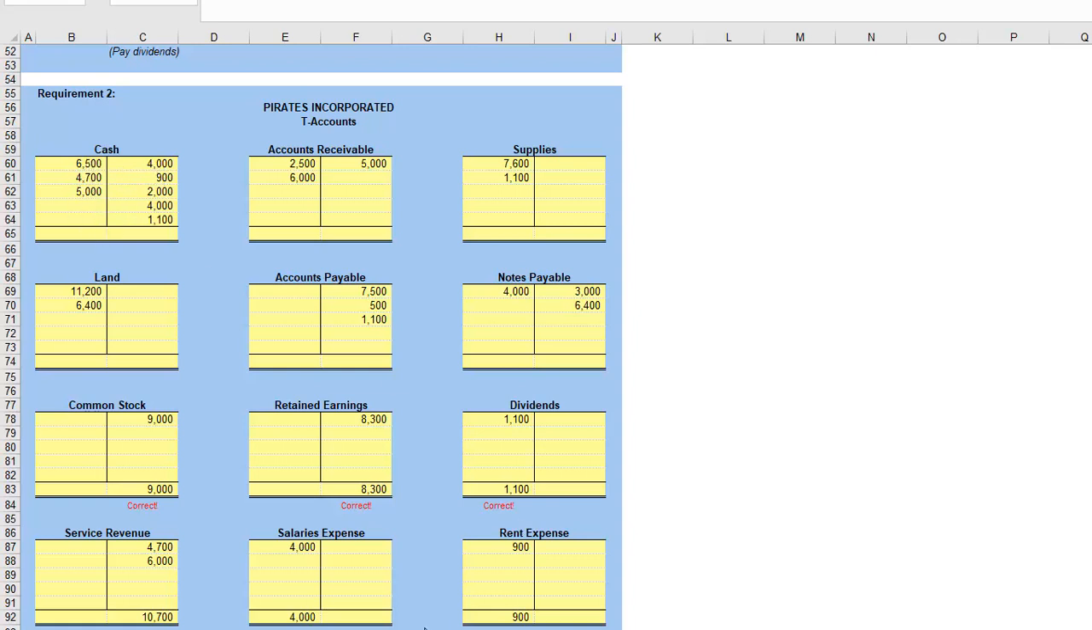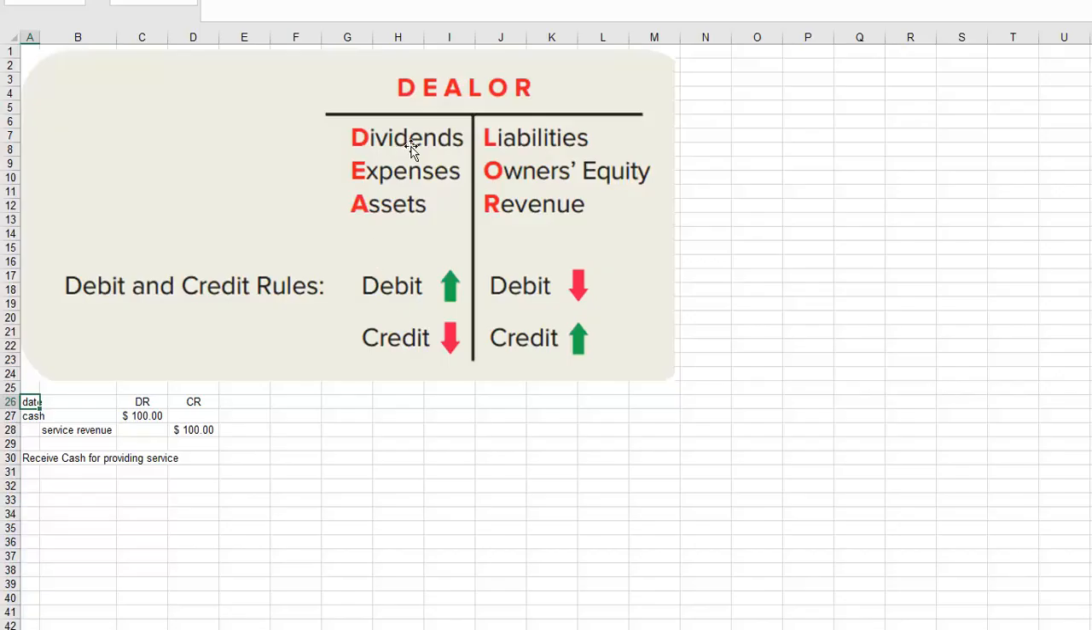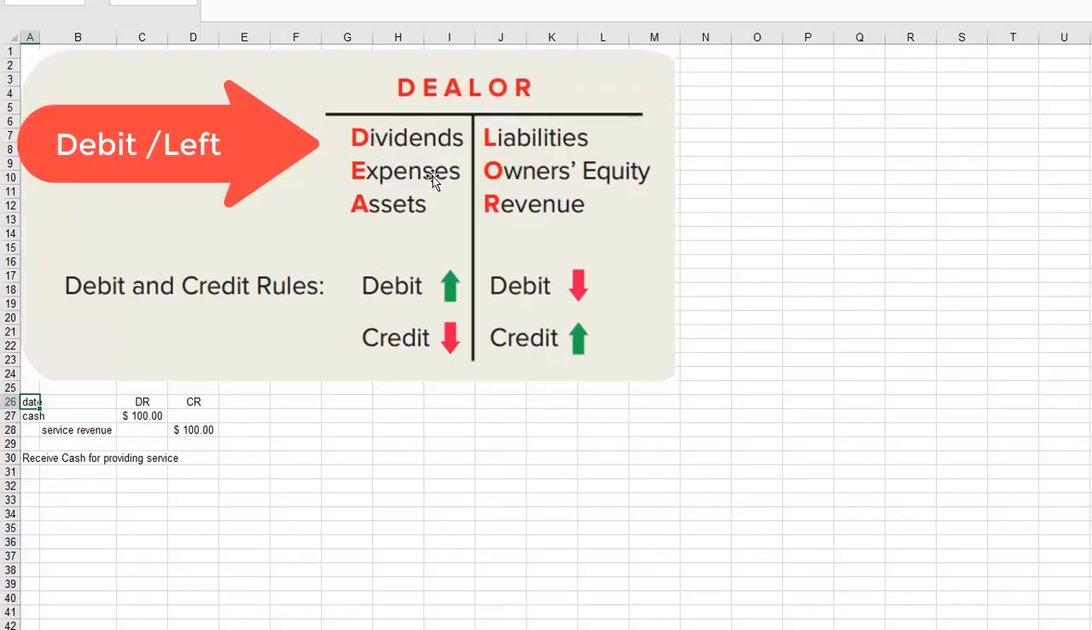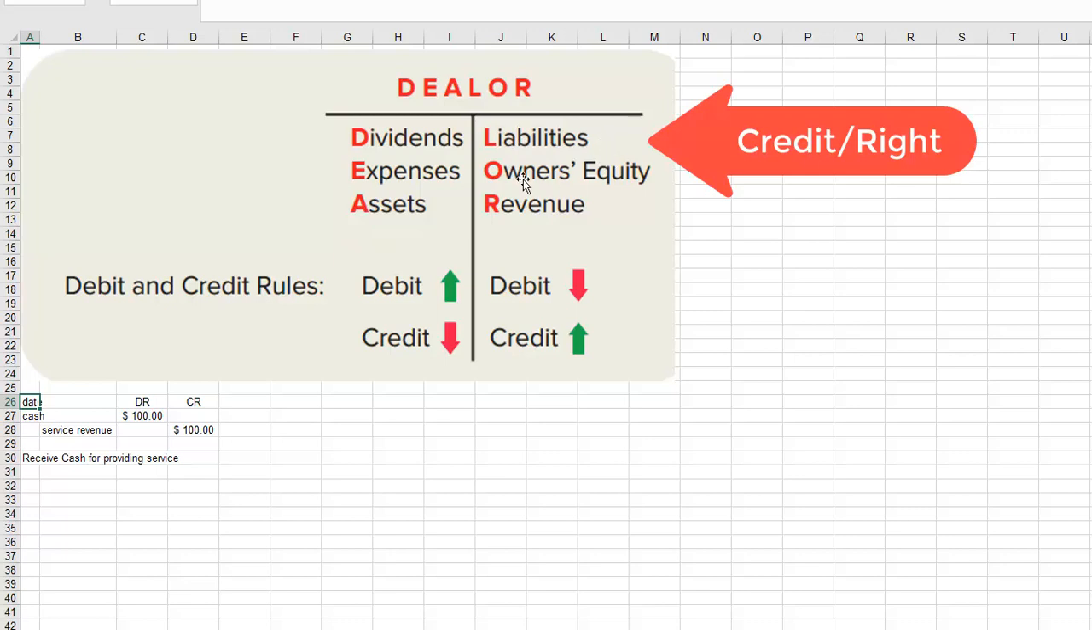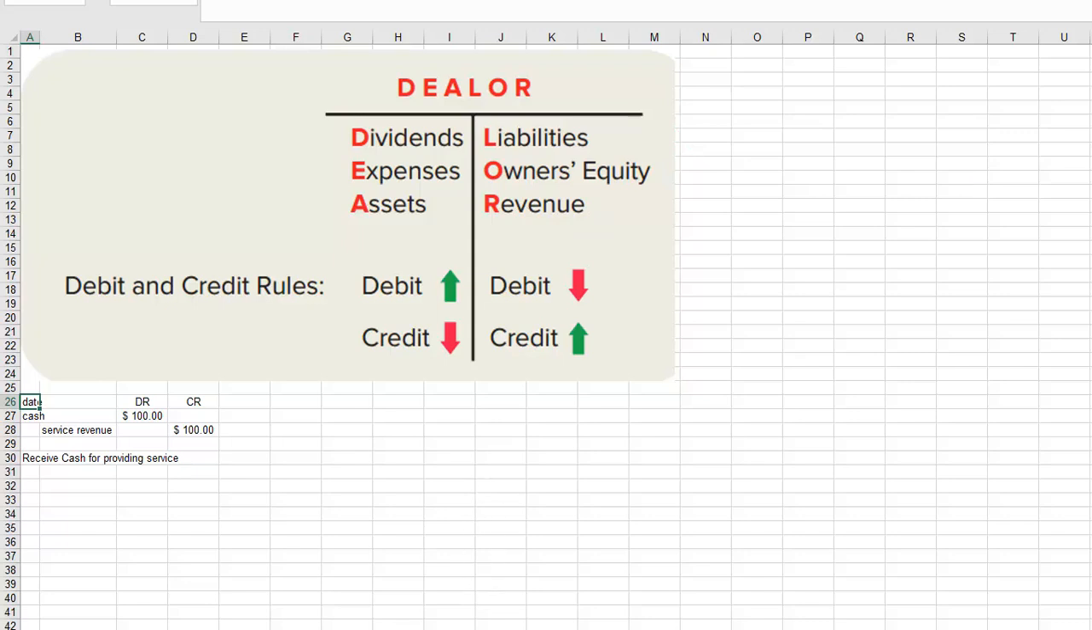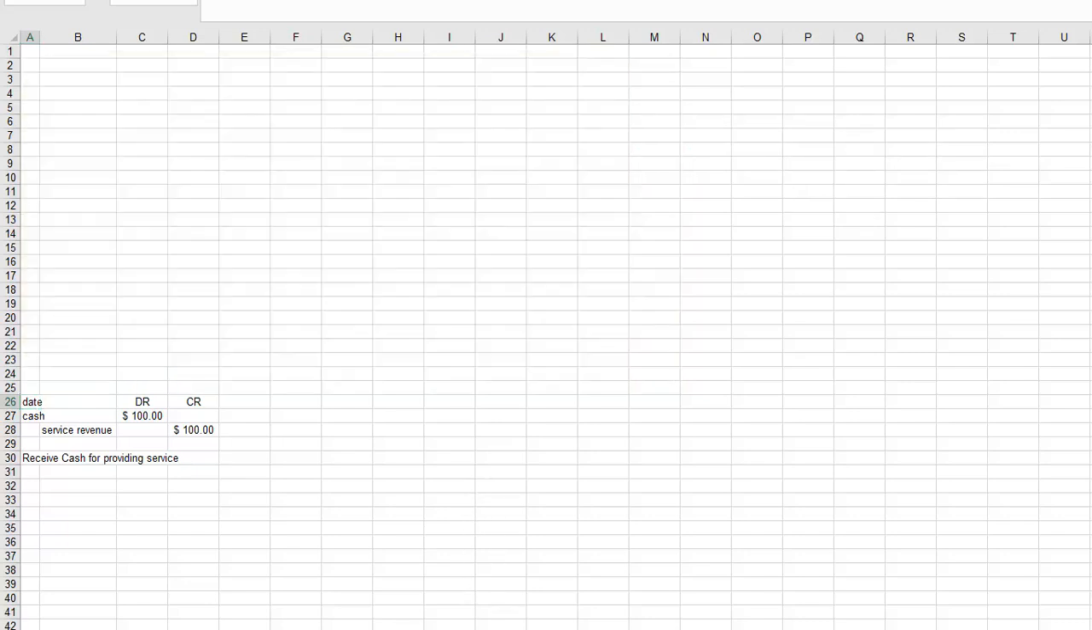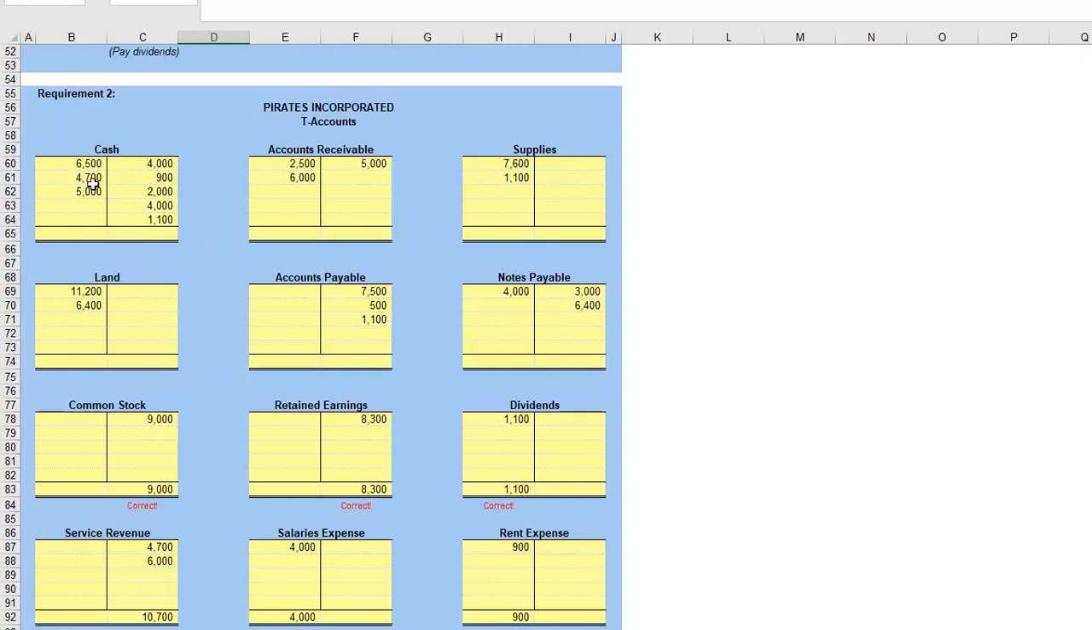So according to DEALER, we're going to look at the directions that our accounts like to be on. Dividends like to be on the left, expenses like to reside on the left, assets like to reside on the left, liabilities are on the right, owner's equity on the right, and revenue is also on the right. When I'm referring to left or right, I'm talking about where we're going to have our balances here. So the cash likes to be on the left. So for cash to be positive, it must have a left-hand balance.